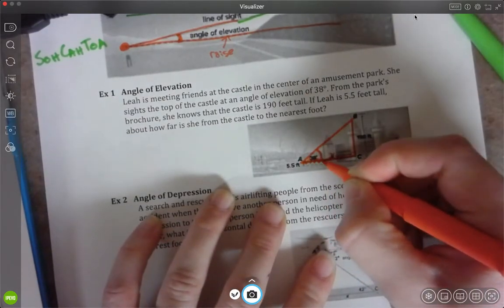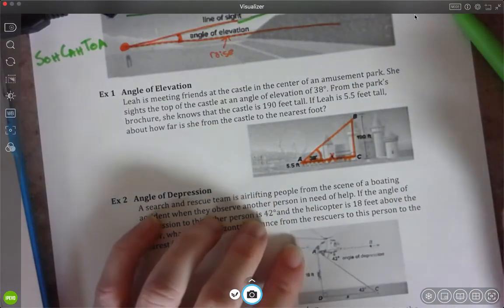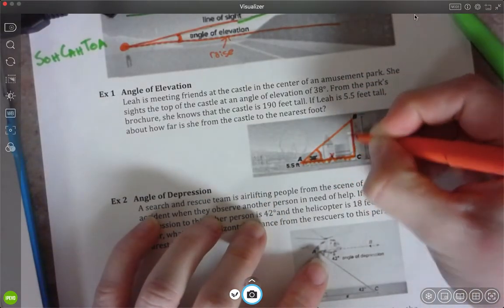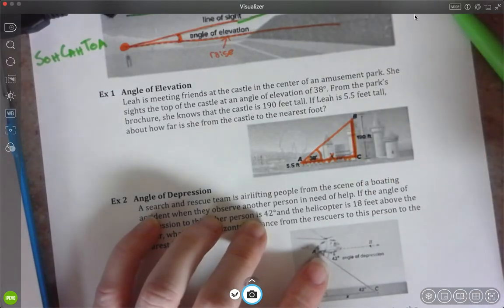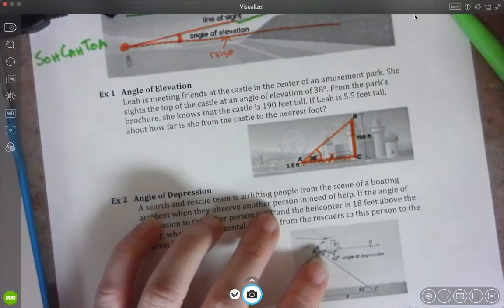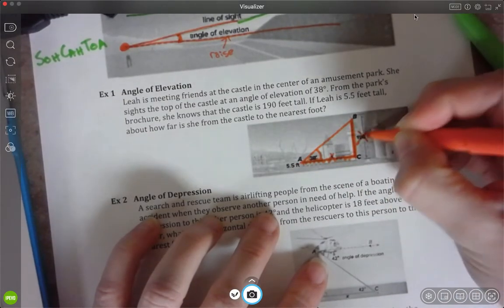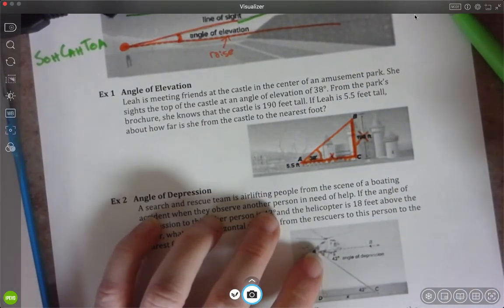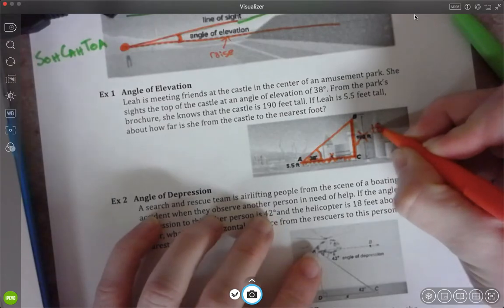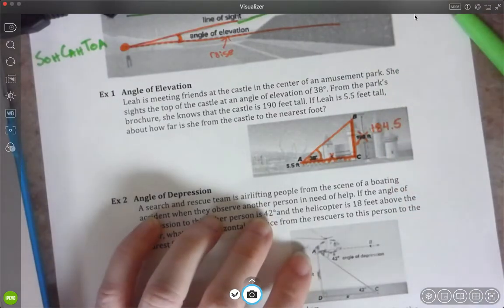at the bottom, okay? Now the thing that we need to consider is if we make a triangle out of this, this length on the side here is not going to be 190, okay? Because that's from the ground up, and she is 5.5 feet tall. So this 190 is no longer 190. We would have to subtract 5.5 feet, okay? 190 minus 5.5 would be 184.5 is what it's going to look like, okay?